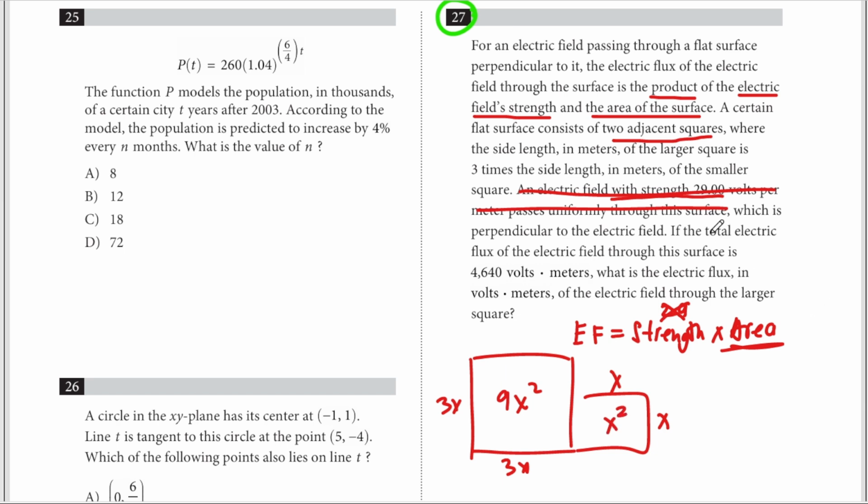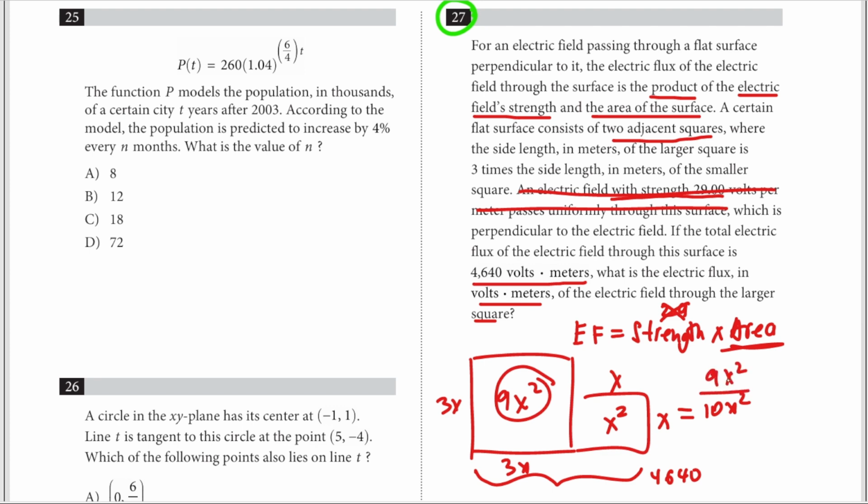Now, if the total electric flux of the electric field through the surface is 4640 volts times meters, what is the electric flux in volts times meters of the electric field through the largest square? So what we know is this whole thingy through both of these guys is 4640. Now the question is, how much of it goes through this one square, which is the larger one? The total area is 10x squared. The area of the largest square is 9x squared.